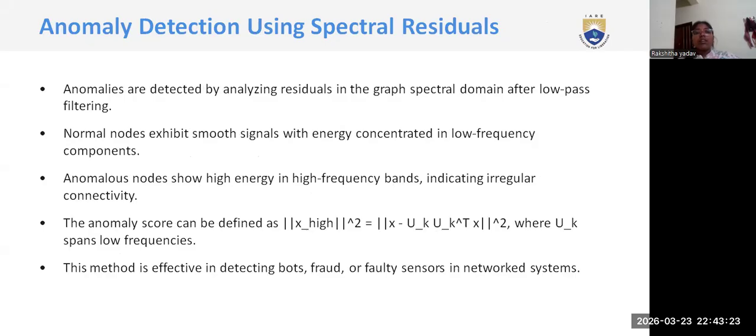Normal nodes exhibit smooth signals and energy concentration in low frequency components. Anomalous nodes show high energy in high frequency bands, indicating irregular connectivity. This method is effective in detecting bots, fraud, and faulty sensors in networked systems.